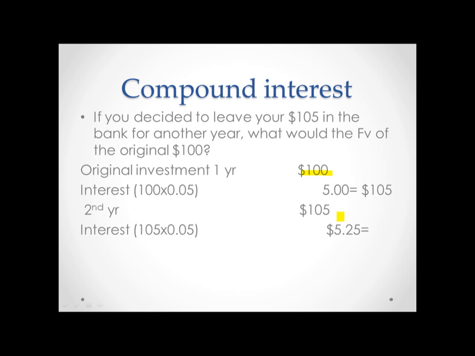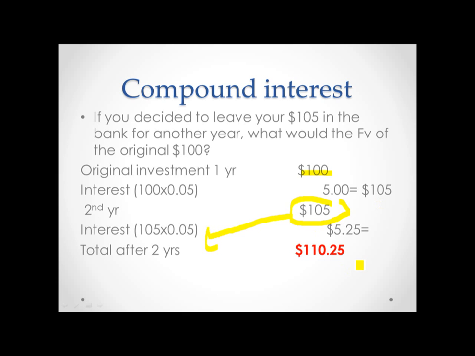Now the second year, you take that 105 and you times it by the 5%, and you get a quarter more. So after 2 years, you will have $110.25. You take the $5 from the first year and the $5.25 from the second year, and you add them together, and that's what compound interest is.